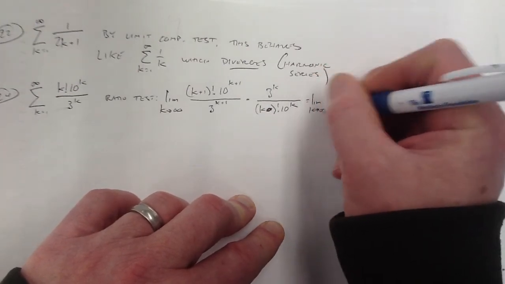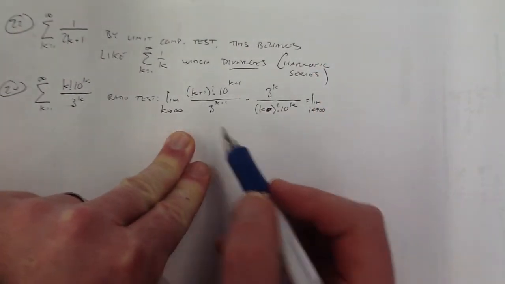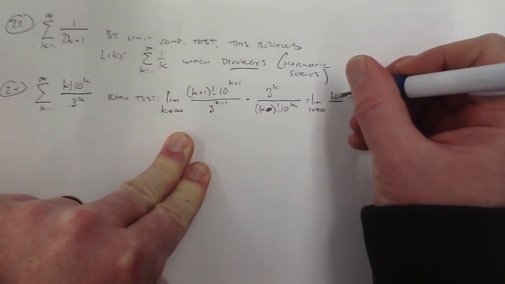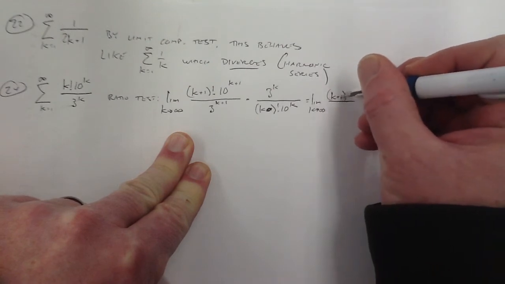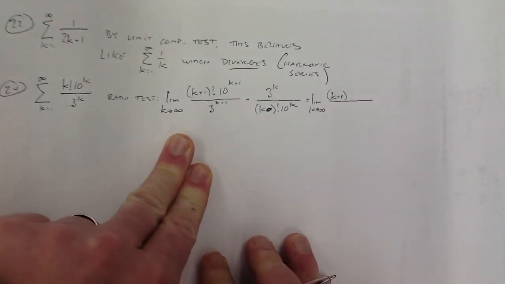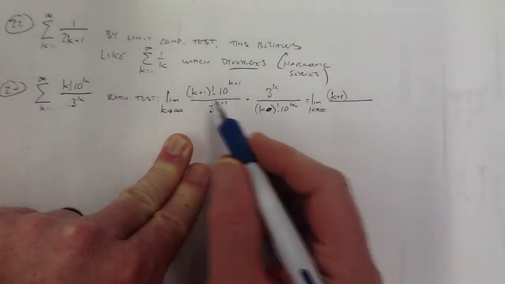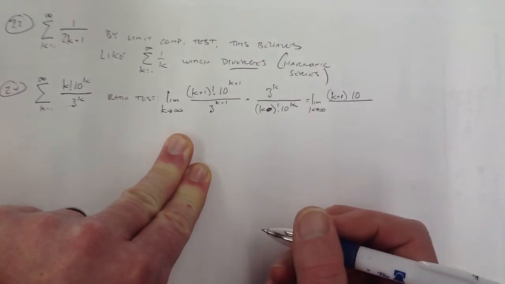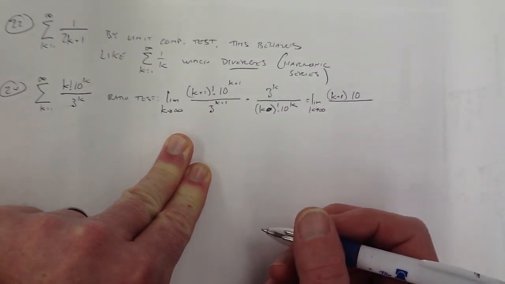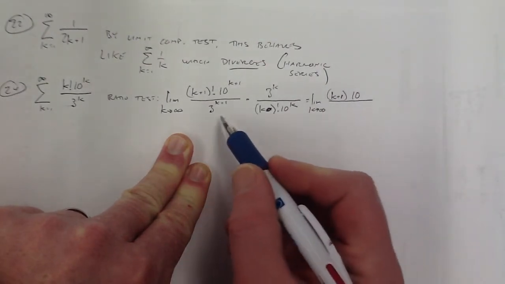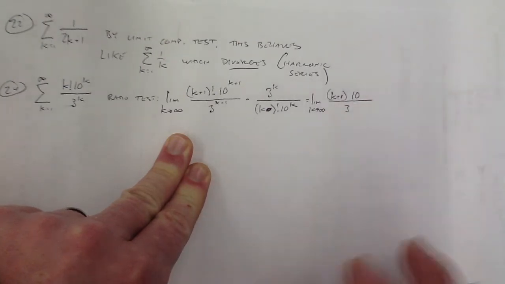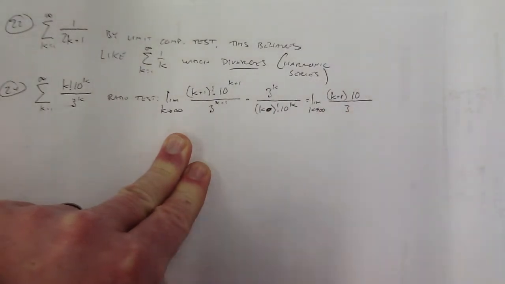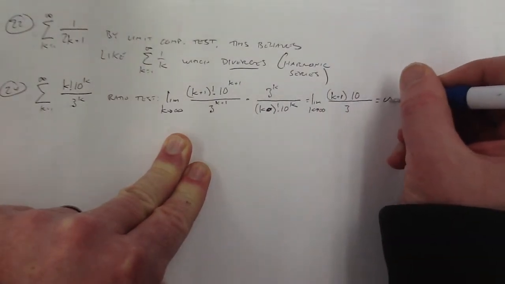Not optional, writing this limit thing at every step. (k plus 1) factorial over k factorial is k plus 1 on the top. Got to get good at those canceling out factorials. Okay, that's that. And then 10 to the k plus 1, so I got an extra 10 on the top, and then I have an extra 3 on the bottom. And so the highest power of k is just on the top, so that is blowing up.